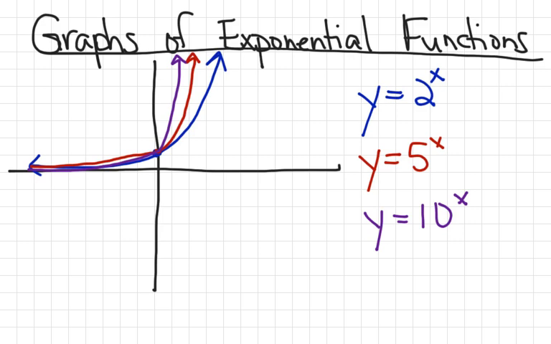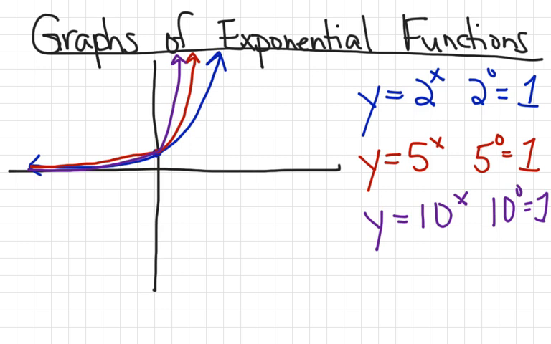But every single time it passes through 0, 1. I wonder why that happened. Well, what is 2 to the 0 power? Anything to the 0 power is 1. So 5 to the 0 power is 1. 10 to the 0 power is 1.